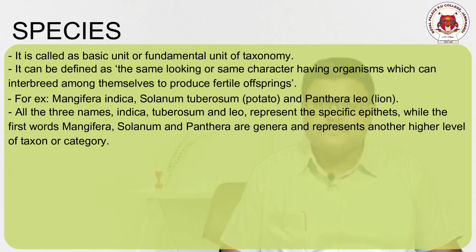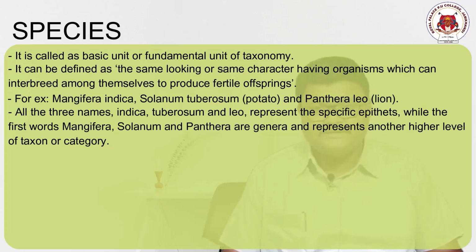Taking the example of mango, Mangifera indica: the first word Mangifera is the genus name, and indica represents the species name. In Solanum tuberosum, Solanum gives the genus name and tuberosum gives the species name. The same goes for the third example, the lion, Panthera leo. Panthera represents the genus name and leo represents the species name or specific epithet.